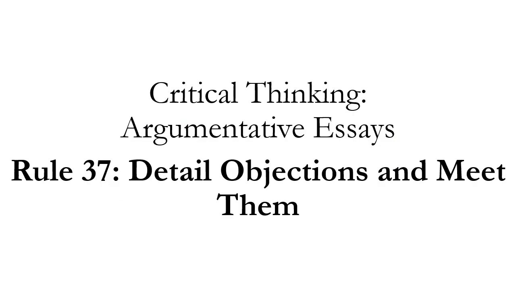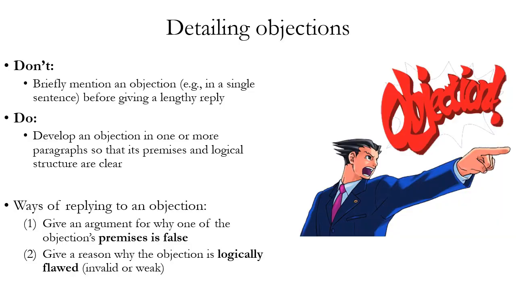Rule 37 is about how to raise and detail objections and to face or confront them. The most common mistake you want to avoid is not giving enough attention to developing or detailing an objection. It's good to raise an objection even briefly, but it's not ideal to just briefly state it in a single sentence or part of a sentence and then focus all on the reply. Instead, you want to spend time patiently developing the objection, perhaps in one or more paragraphs, so that its assumptions and logical structure are clear.